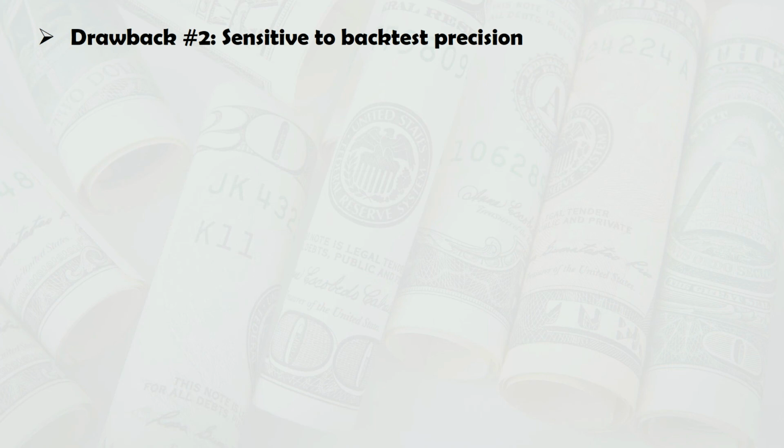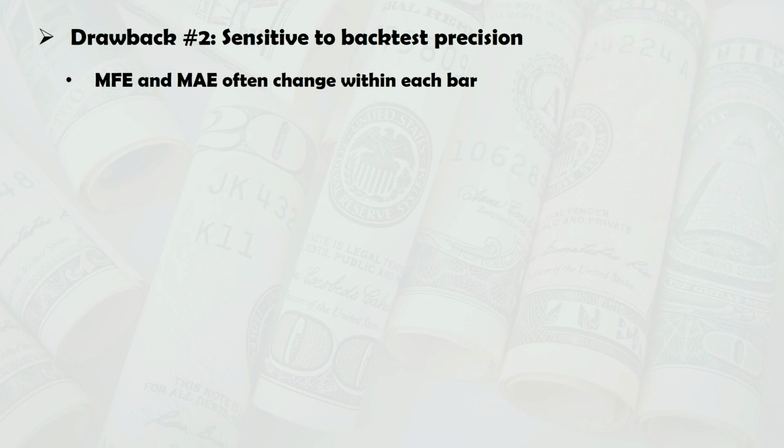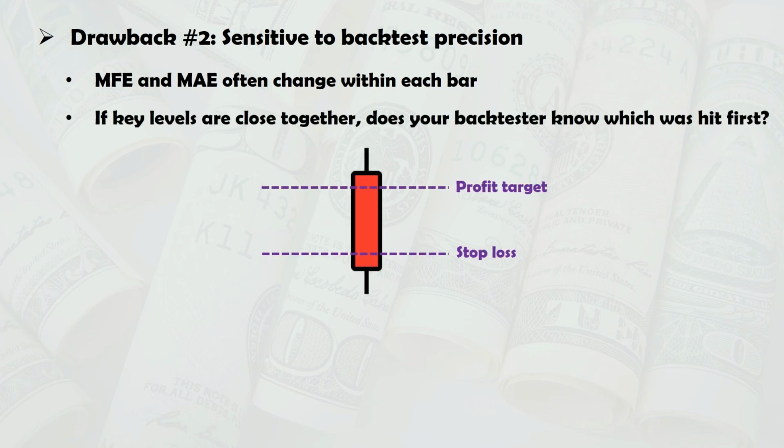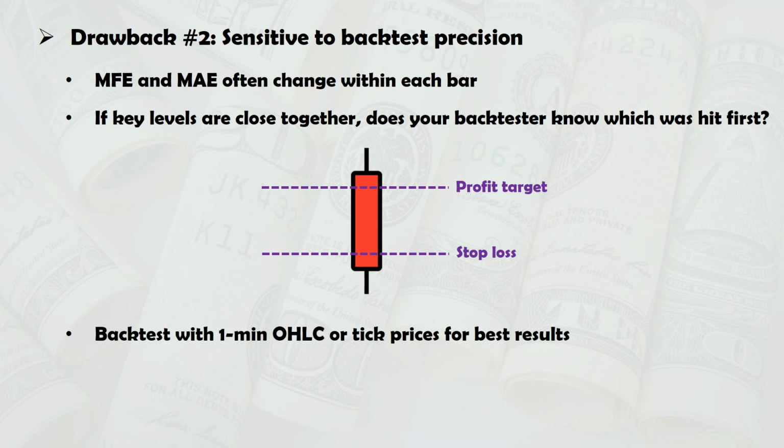Lastly, the edge ratio calculation is sensitive to backtest precision. Ideally, your backtest should be precise enough to capture the changes in MFE or MAE within each bar. For example, if your backtest engine only evaluates performance at the open of each 30-minute bar, the price sequence within each bar cannot be precisely replicated. For best results, you should backtest with tick precision or at least with 1-minute OHLC prices.